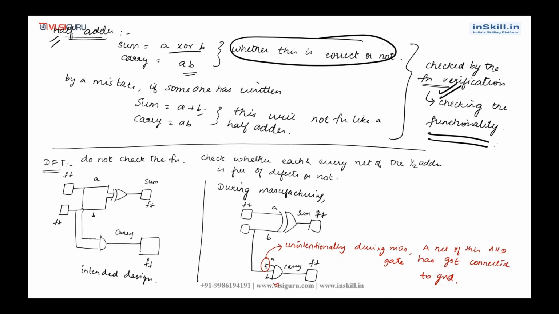By mistake, if someone has written sum equals A plus B, carry equals AB, then it will not function like a half adder. This is what will be checked by the functional verification team. They will be checking the functionality. Okay. DFT team, what do we do? DFT team, we actually do not check the functionality.